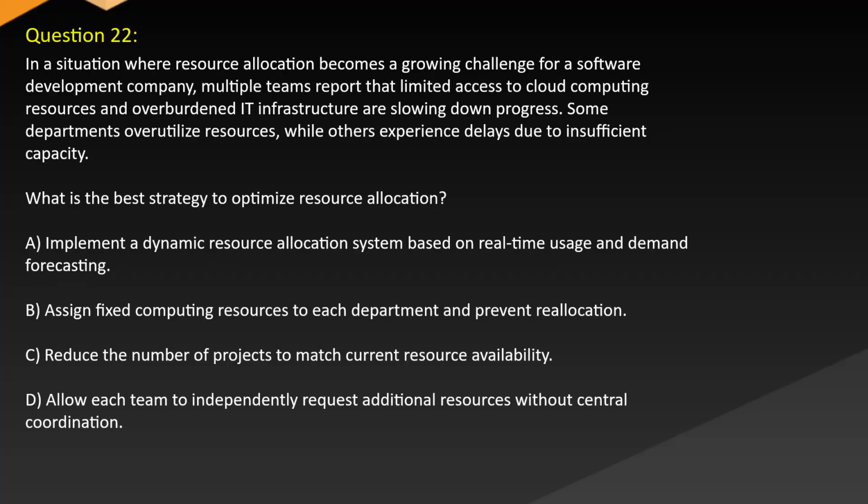Question 22. In a situation where resource allocation becomes a growing challenge for a software development company, multiple teams report that limited access to cloud computing resources and overburdened infrastructure are slowing down progress. Some departments overutilize resources, while others experience delays due to insufficient capacity. What is the best strategy to optimize resource allocation? A. Implement a dynamic resource allocation system based on real-time usage and demand forecasting. B. Assign fixed computing resources to each department and prevent reallocation. C. Reduce the number of projects to match current resource availability. D. Allow each team to independently request additional resources without central coordination.